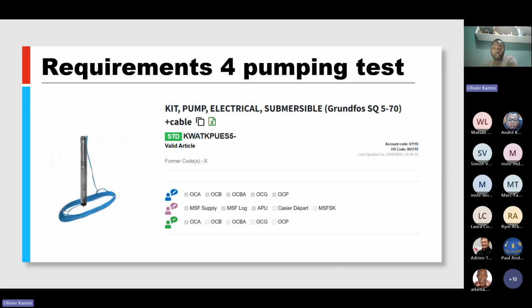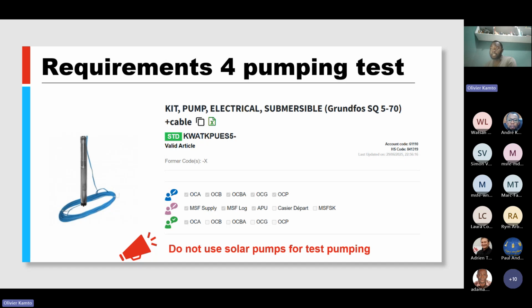It's not the only pump that should be used for a pumping test. It's, as I said, an example, and whatever case we find ourselves in, we can use this pump or any other pump which we can find.